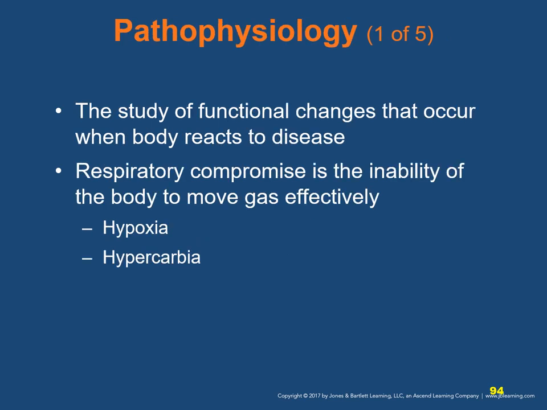Now we're going to talk about pathophysiology. Pathophysiology is the study of functional changes that occur when the body reacts to disease. Many diseases can occur in patients. Diabetes is a disease of the pancreas, stroke is a disease of the brain, pneumonia is a disease of the lungs. Those are just three examples. Respiratory compromise is the inability of the body to move gas efficiently. This can lead to hypoxia, which is decreased level of oxygen in the body, and hypercarbia, which is elevated level of carbon dioxide in the body.